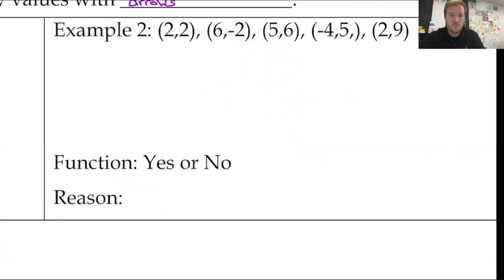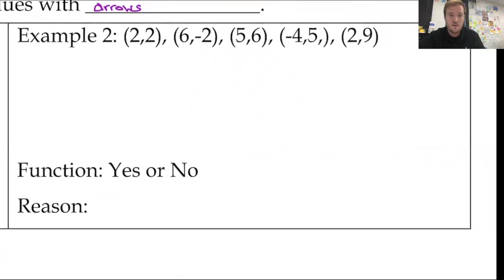Okay, now example 2. So I would say pause here and actually try this one on your own.